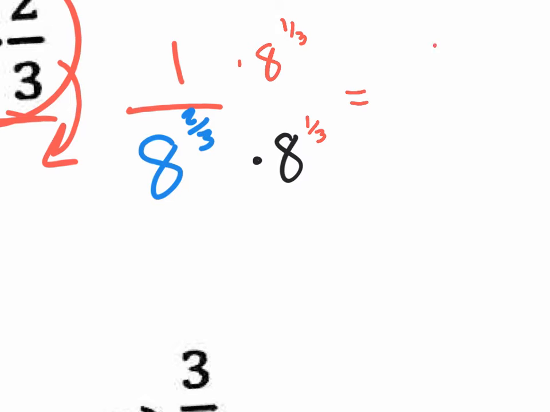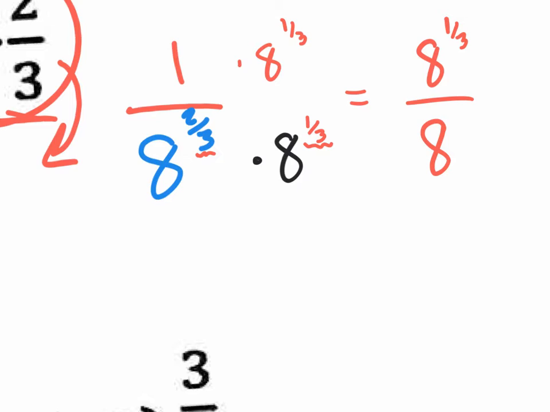And then I'd get 8 to the 1/3 up here over 8 to the 2/3. 1/3 plus 2/3 is 3/3, and 3/3 is really 1, which means 8 to the 1, which means you don't even need anything. It's just 8. Make sense? And then we could go further.